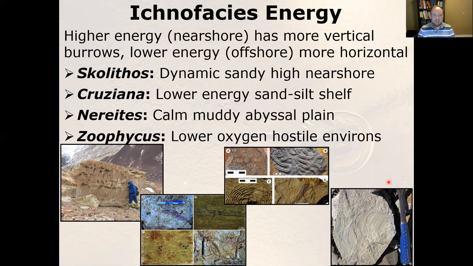and you get a much lower energy environment and the burrows tend to become a little bit more horizontal. Like Skolithos, these are Skolithos tubes, sometimes called pipe rock. Skolithos ichnofacies forms in a very dynamic, shifting, high-energy nearshore environment. The sand is always being moved around. The organisms have to be able to quickly move up or quickly move down, and the way that you do that is with a relatively vertical burrow. Cruziana is a little bit lower energy, and so they're not being buried as quickly. The sea floor is a little bit more stable, and they're able to develop a little bit more horizontal burrows, not fully horizontal, but a little bit more.